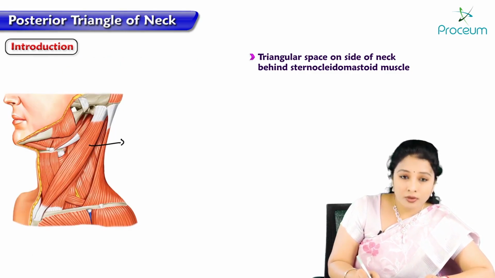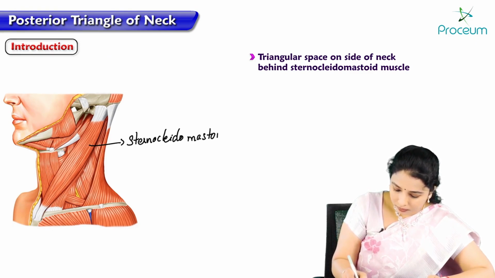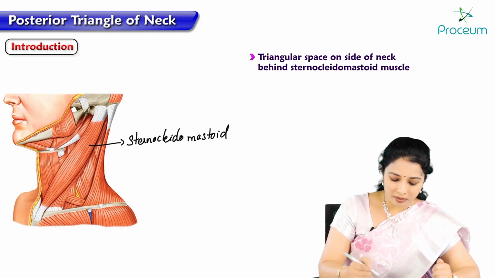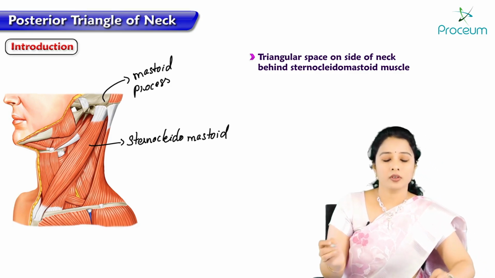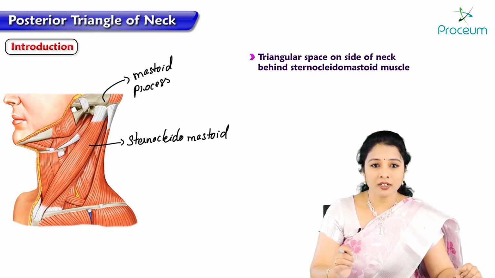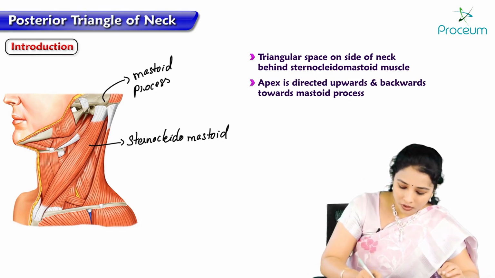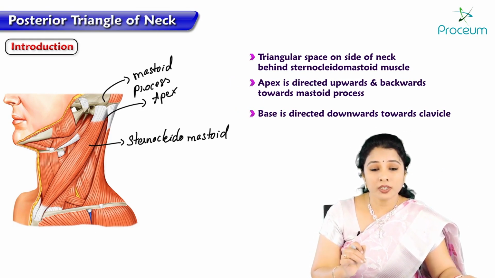So this one is sternocleidomastoid muscle. We can see the sternocleidomastoid obliquely running from sternum and clavicle towards the mastoid process. This is the mastoid process. So this triangle is anteriorly bounded by sternocleidomastoid and its apex is directed upwards, backwards towards the mastoid process. So here is the apex, and base is downwards towards the clavicle.